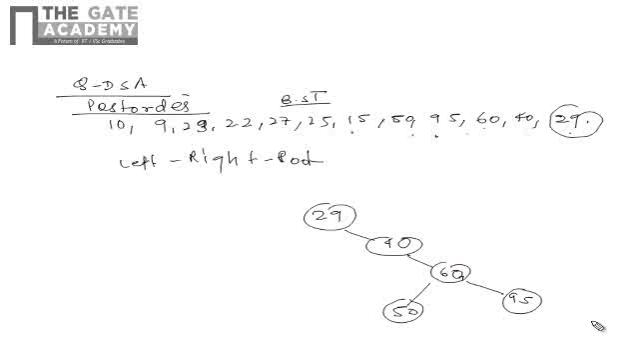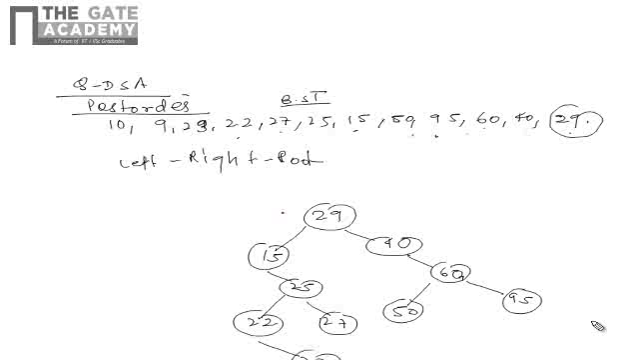Now we have 15. 15 is smaller than 29, so this will be the left sub part. Now we have 25. 25 is greater than 15, so 25, then 27, which is greater than 25. Then 22 is less than 25, so 22 will come here, and again 23 will come here. Now we have 9, which is less than 15, so 9 can come here. 10 is greater than 9, so 10 will come here.